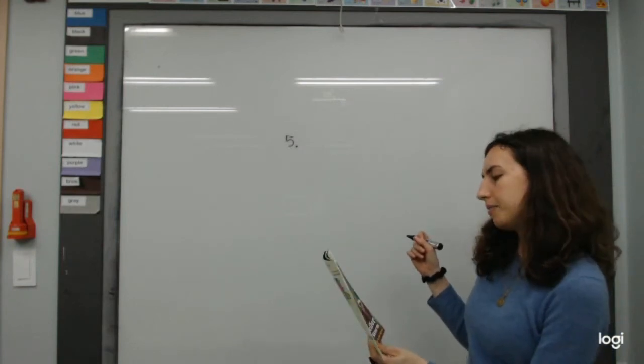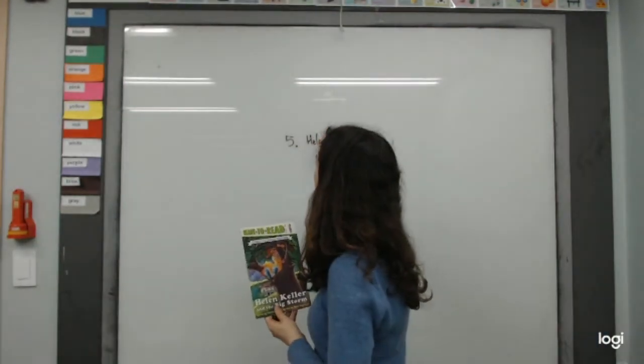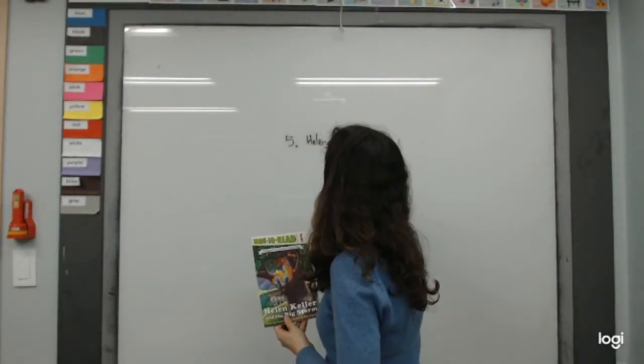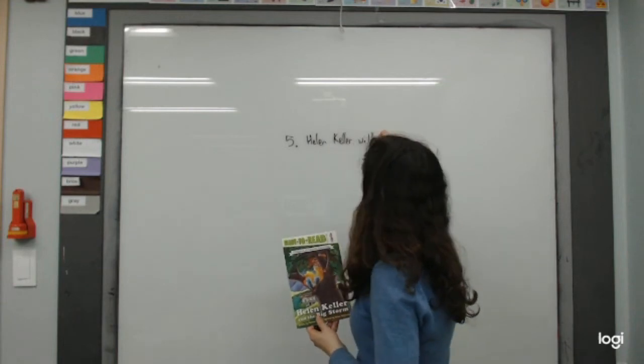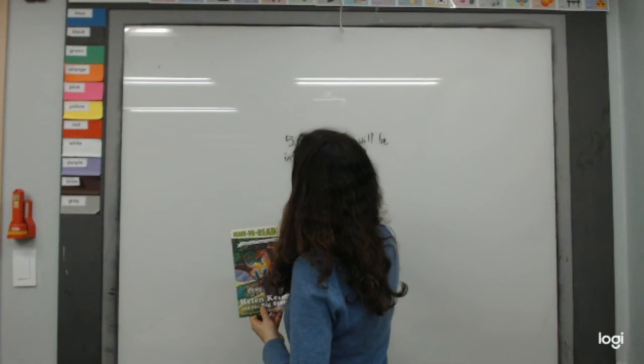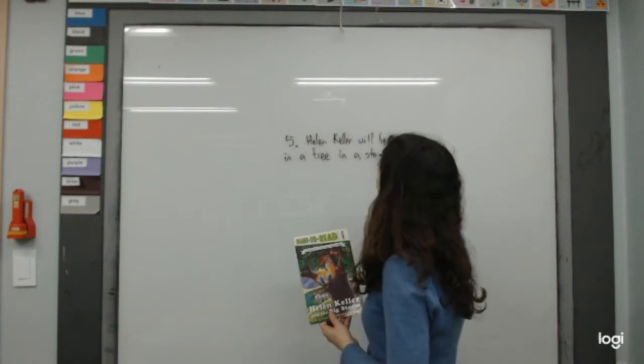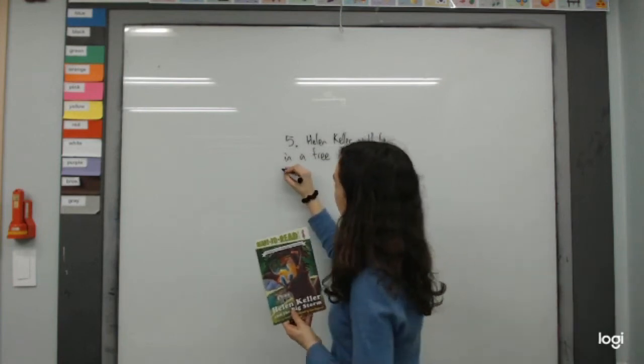My idea is Helen Keller will be in a tree in a storm. It will be very dangerous.